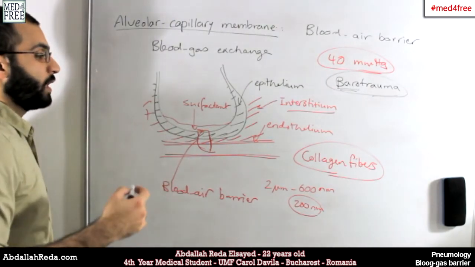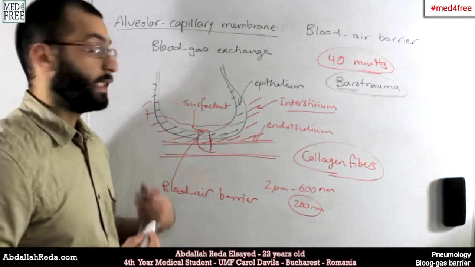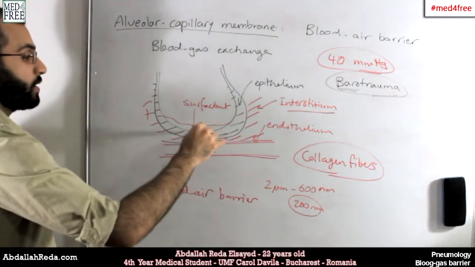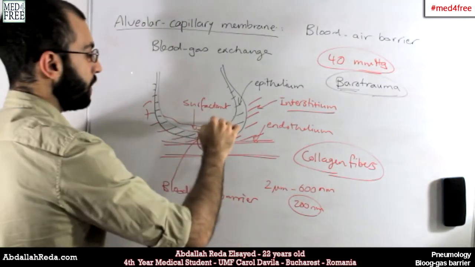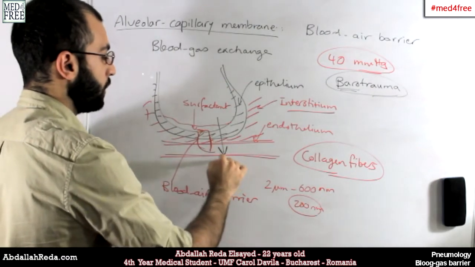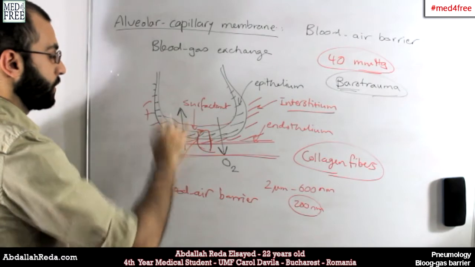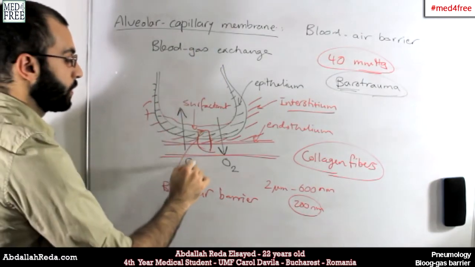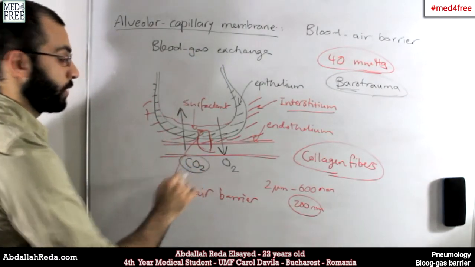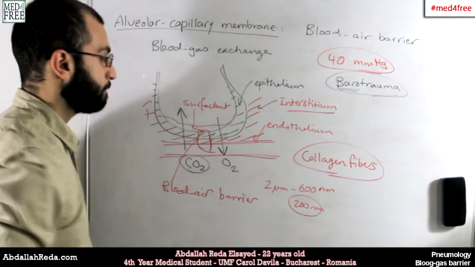What this membrane allows is the exchange of gases. So we have oxygen going into the capillaries and carbon dioxide coming out of the capillaries into the alveoli in order to be expelled outside the lungs through the process of expiration.